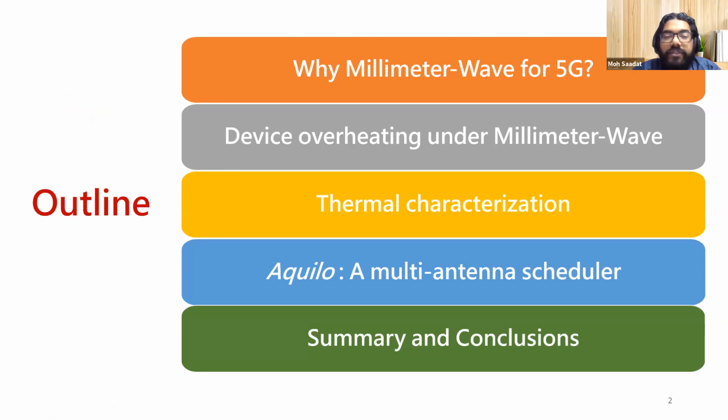I've divided my presentation into 5 distinct sections. First of all, I'll explain what necessitates a completely new technology for next generation wireless networks and why millimeter wave is a suitable choice. Next, I'll introduce the phenomenon of device overheating in millimeter wave networks, a quite prevalent yet unstudied phenomenon. I'll then present the results we obtained from the thermal characterization study we conducted on a 60 GHz millimeter wave mobile testbed. Following that, I'll present Etilo, an antenna scheduler for multi-antenna millimeter wave systems as a means to combat device overheating. Lastly, I'll conclude with a brief discussion of our findings and contributions.